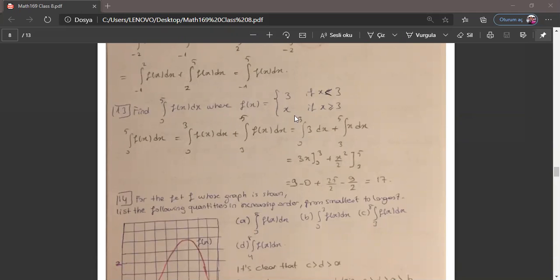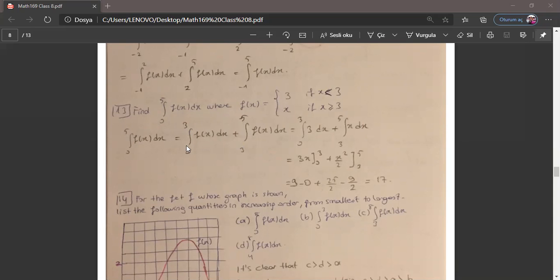Now we are given this function. It's defined by 3 if x is less than 3, and it's defined by x if x is greater than or equal to 3. Okay, we compute this. We can separate it into 2 subintervals, from 0 to 3 and from 3 to 5, because we separate this integral by using its domain. When x is greater than or less than 3, the definition of the function changes. That's why we separate it.